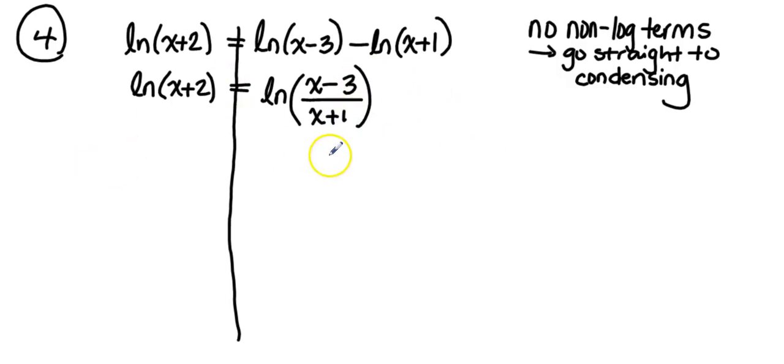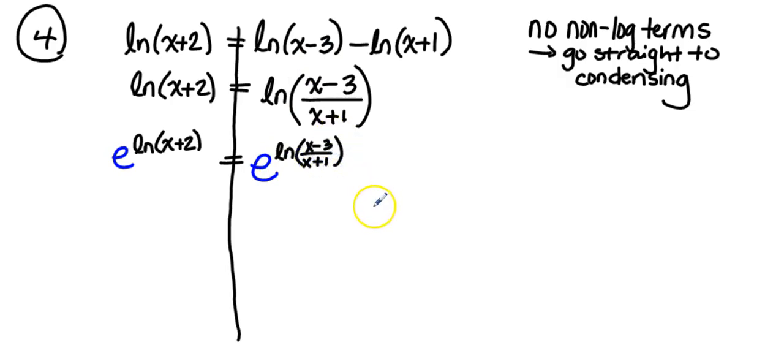We have natural log on both sides. The inverse of natural log is base e. So I will raise both sides, and I'm doing my best to make the e huge, relative to the exponent. E and natural log cancel, e and natural log cancel, leaving behind x plus 2 equals x minus 3 divided by x plus 1.